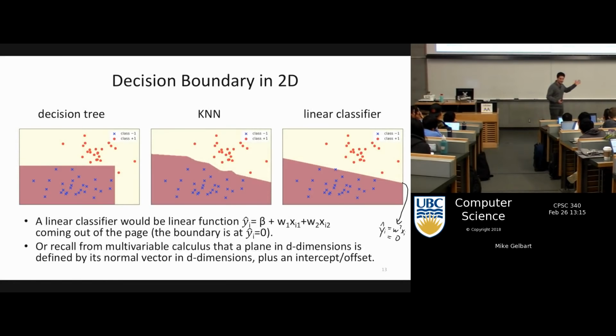So when we say linear classifier, this procedure I just described, take the sign of W transpose x, corresponds to take a hyperplane and cut the space in two with a straight line or plane in higher dimensions.